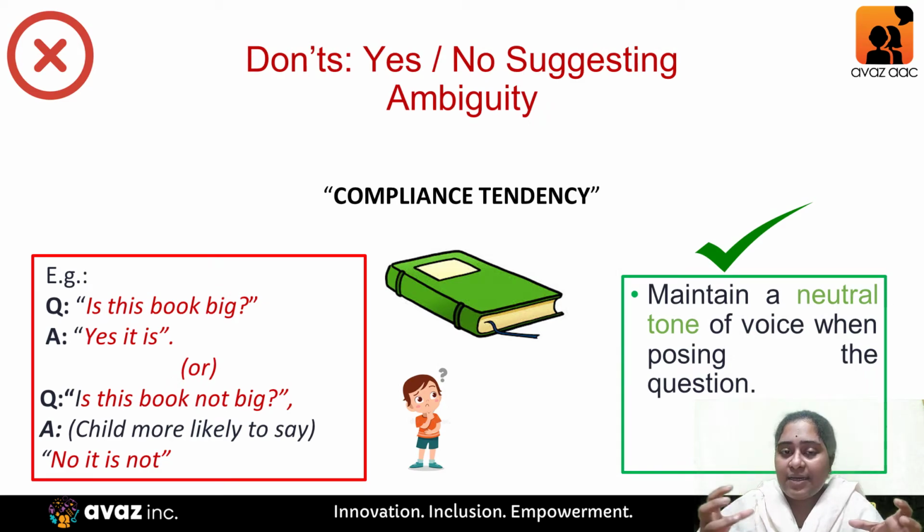Now, let us assume an example of you pointing to a big book and asking the child, "Is this book big?" Then the child is more likely to say, "Yes, it is." But if you ask the child, "Is this book not big?" then the child is more likely to say, "No, it is not," as the question already has a no or a not part, that is a negative part in it, which conveys the meaning that the question suggests a no already from the communication partner. To solve this, maintain a neutral tone when you are posing questions to children.